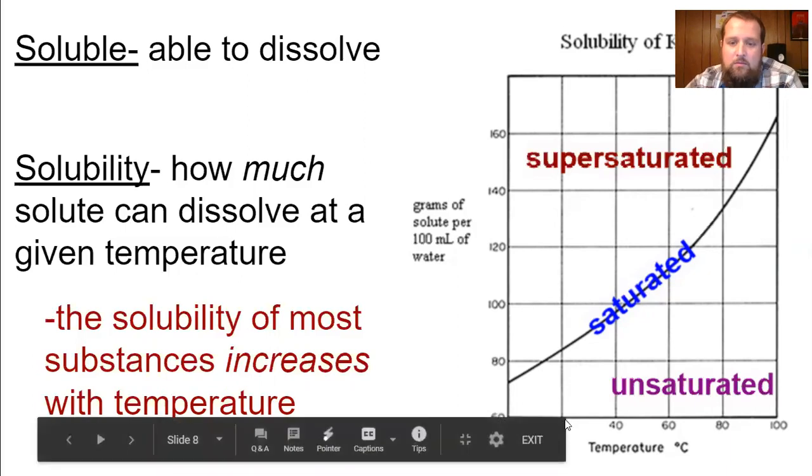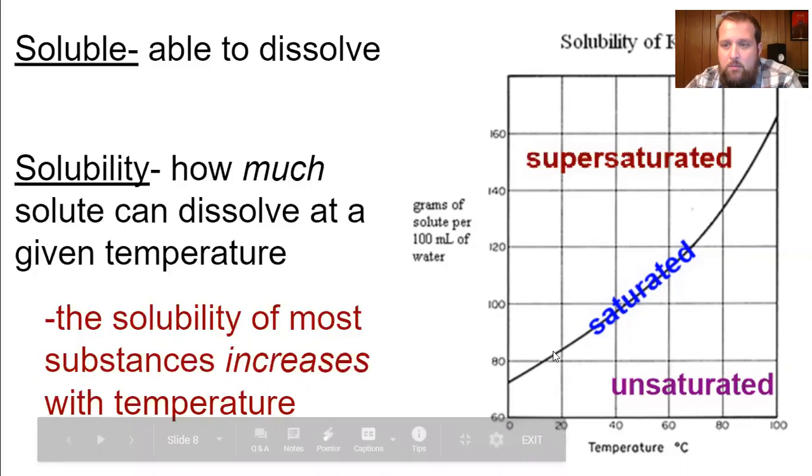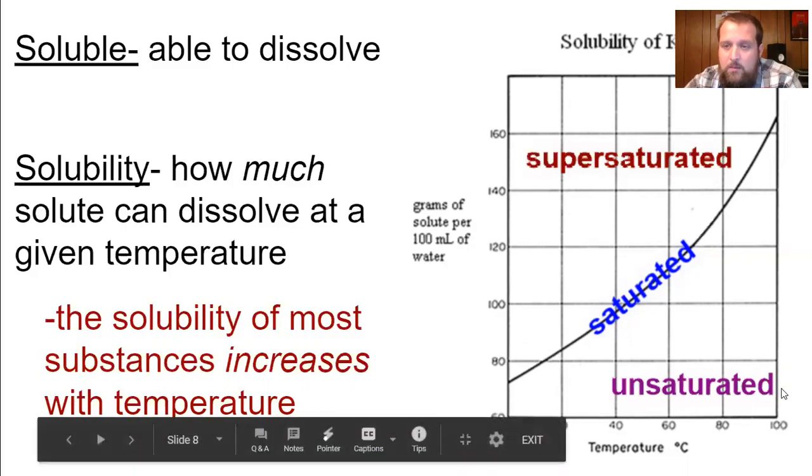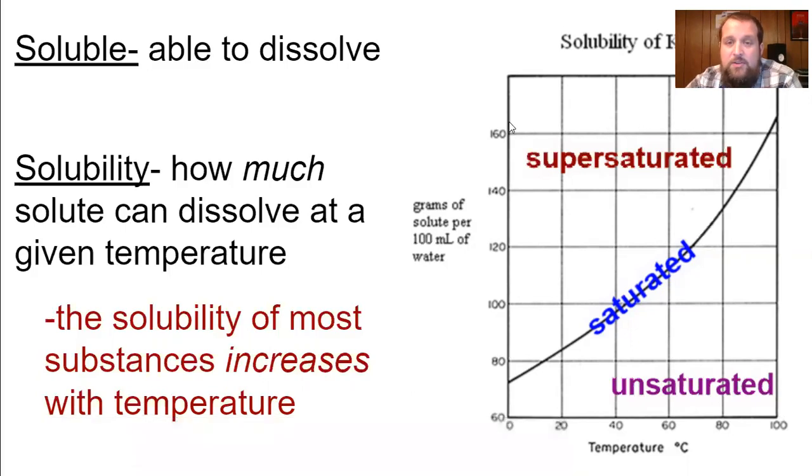So if we're at around room temperature, which is 20 degrees right here, if we go up to that line, the most we would expect to dissolve in 100 milliliters of water is maybe about 85 grams. Whereas if we took that same amount of water and we heated it up to 100, then we could dissolve over 160, like 165 grams.